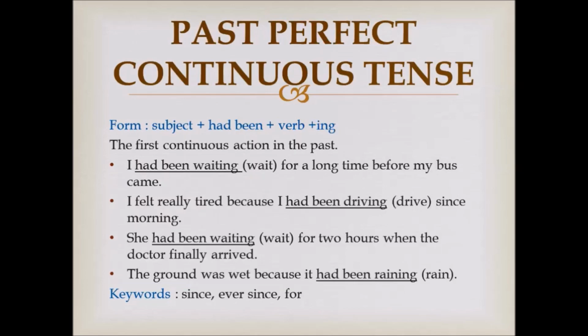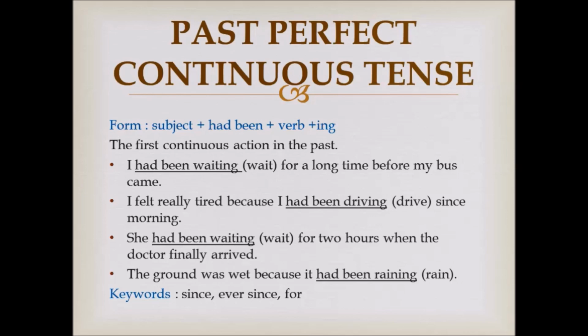The next type of tense is past perfect continuous tense. The structure of past perfect continuous tense is subject plus had been plus verb plus ing. So where do we use past perfect continuous tense? This is same as past perfect tense. In past perfect tense also you have 2 past actions. The first action you will represent in past perfect tense and the second action you will represent in past tense.